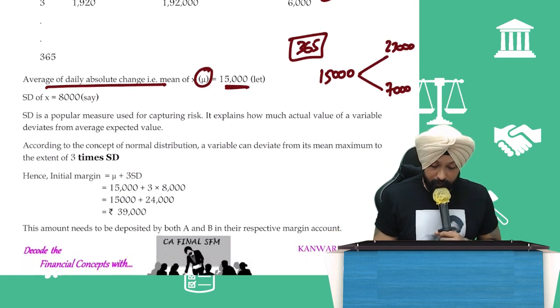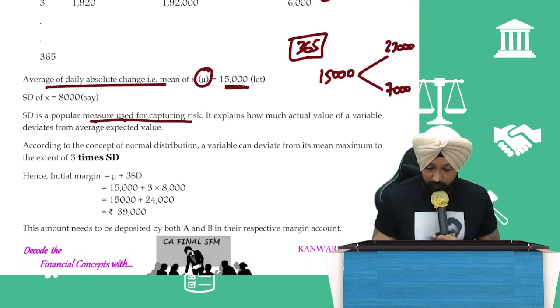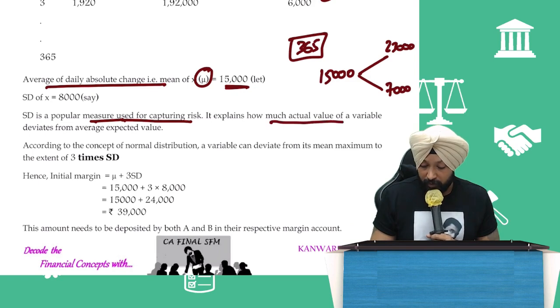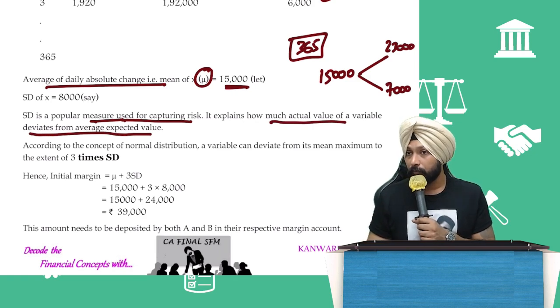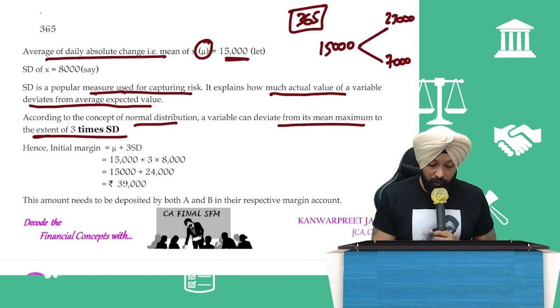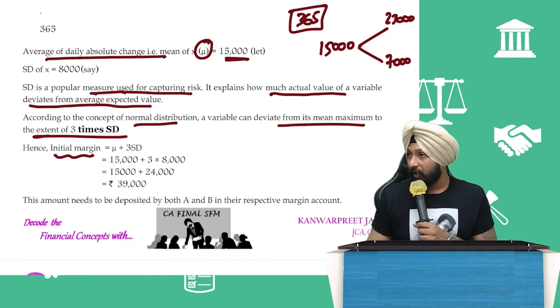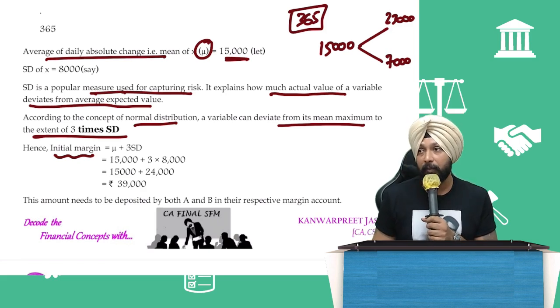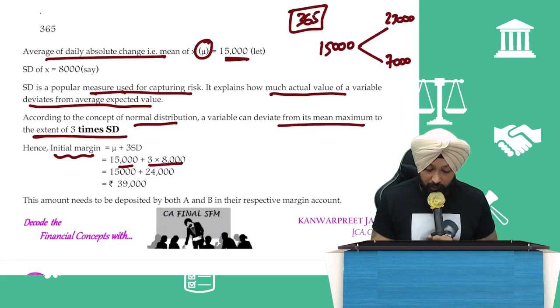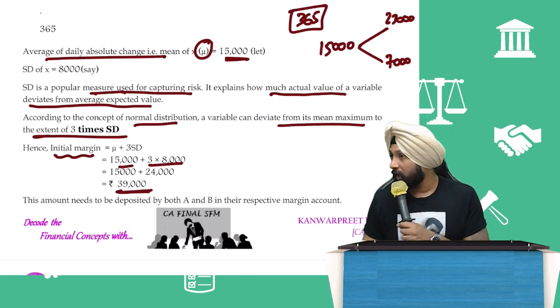So standard deviation is a popular measure used for capturing risk. Risk is the deviation from the average value. It explains how much the actual value can deviate from the average expected value. According to the concept of normal distribution, a variable can deviate from its mean to a maximum extent of 3 times the standard deviation. So the initial margin is calculated as mu, the average of daily absolute change, plus 3 times the standard deviation. We take the maximum standard deviation possible statistically, which is 3 times the standard deviation. So 15,000 plus 3 into 8,000. So a total of 39,000 margin will be required for this particular trade.